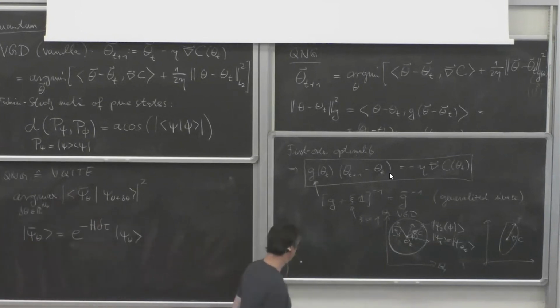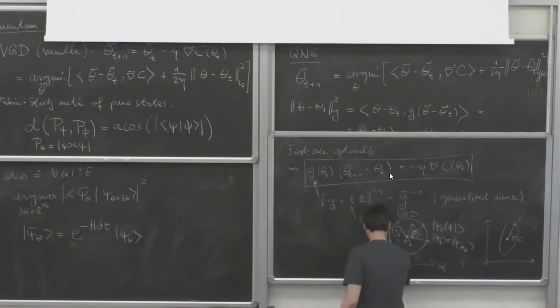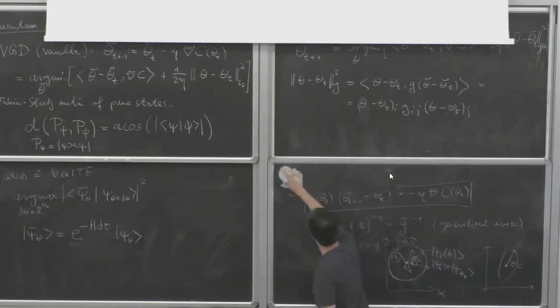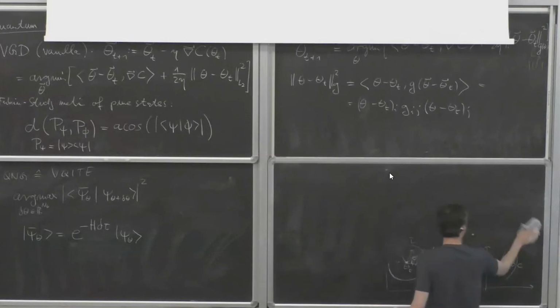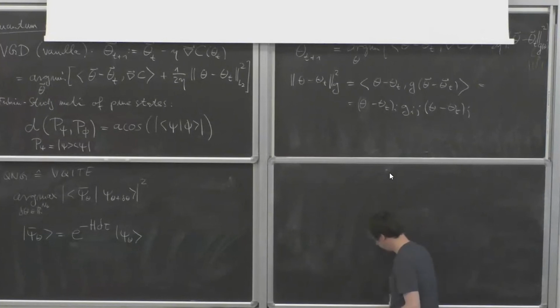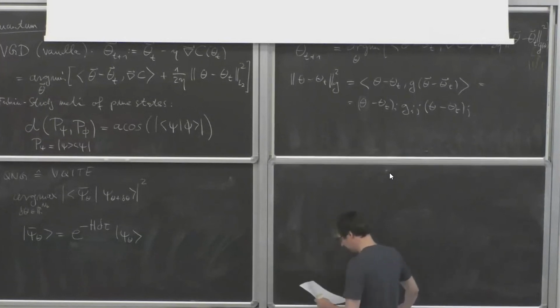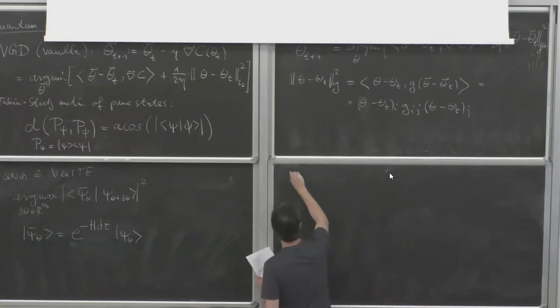Right, so let me at least mention the McLachlan principle, because this is a variational principle that has been used to derive this updating rule that I'm just removing here. So if you ever see that, you know what they're doing is basically the same as what I'm doing.